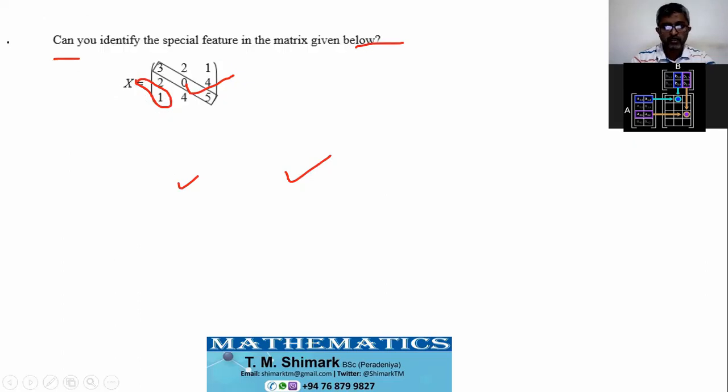Now, if you take this one here, we can see this is a matrix of order 2 by 2. We have 1, 1 in the diagonal. This kind of matrix we call an identity matrix. That's all. This is also an identity matrix, right? So that's it. Now, can you identify the special feature of this matrix is the question.